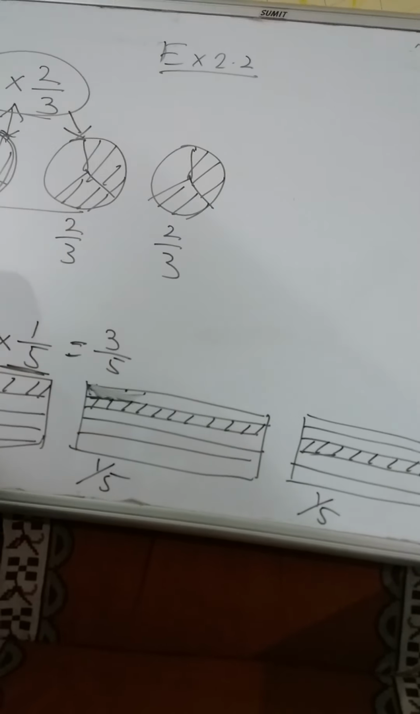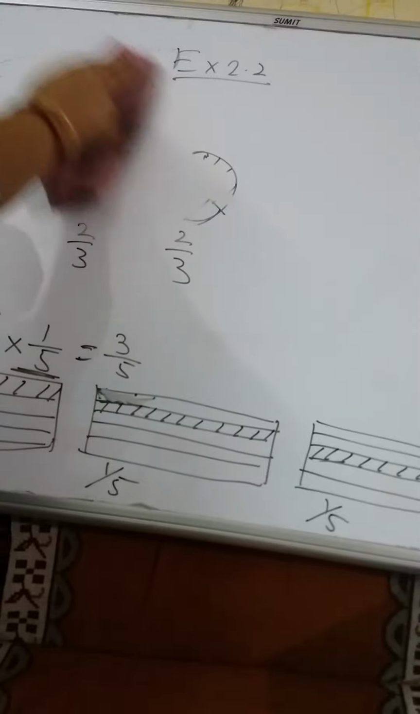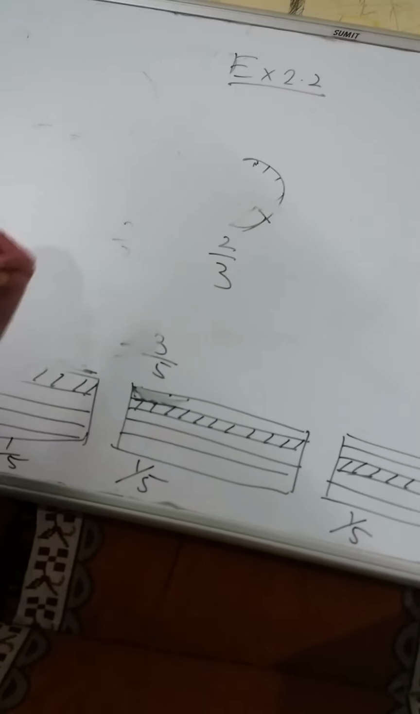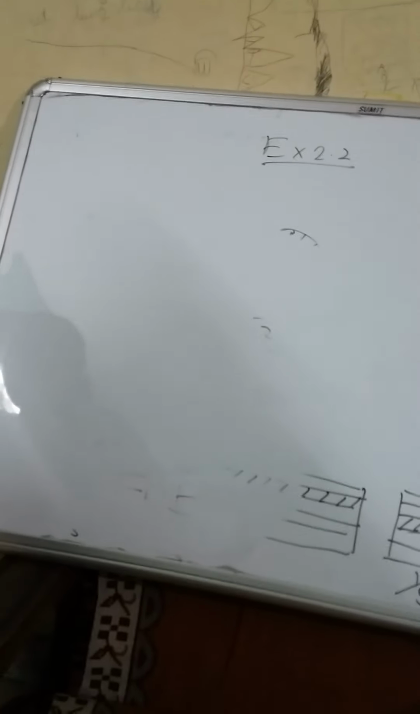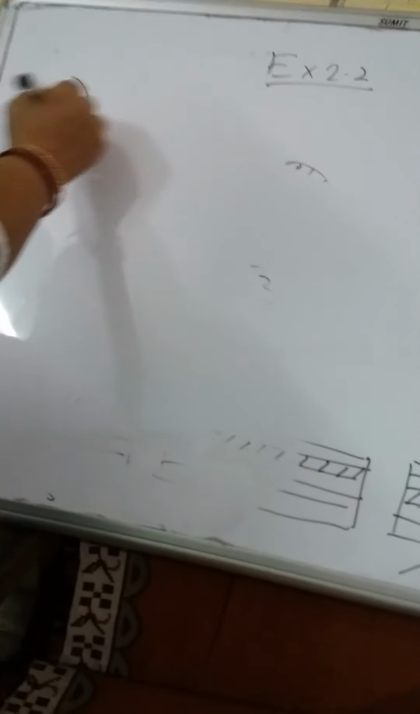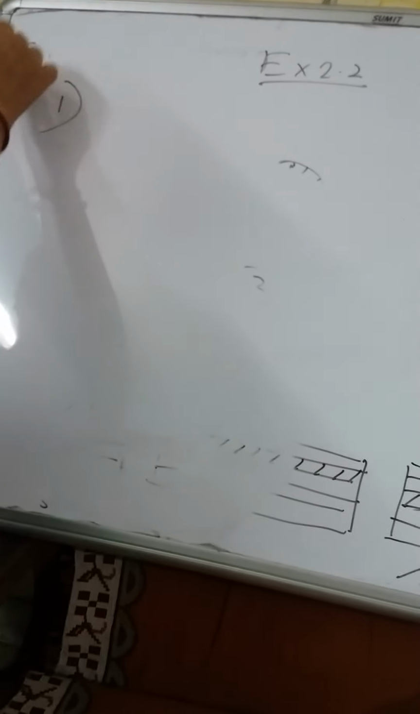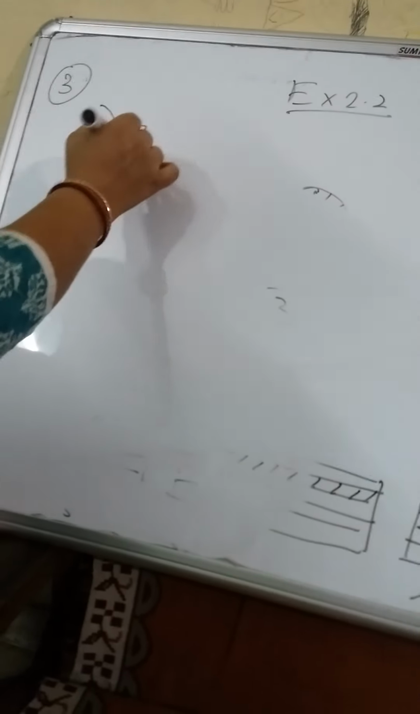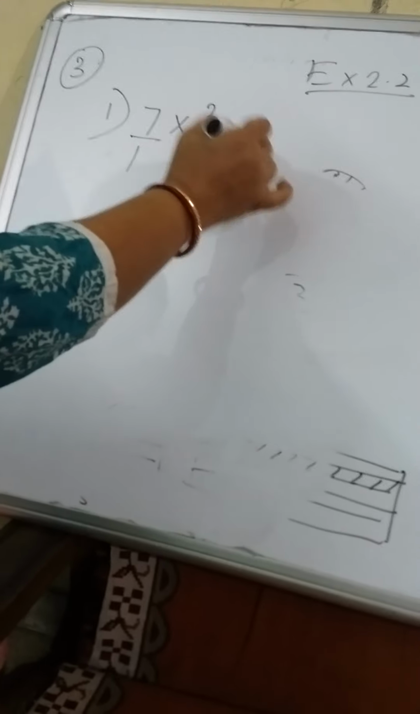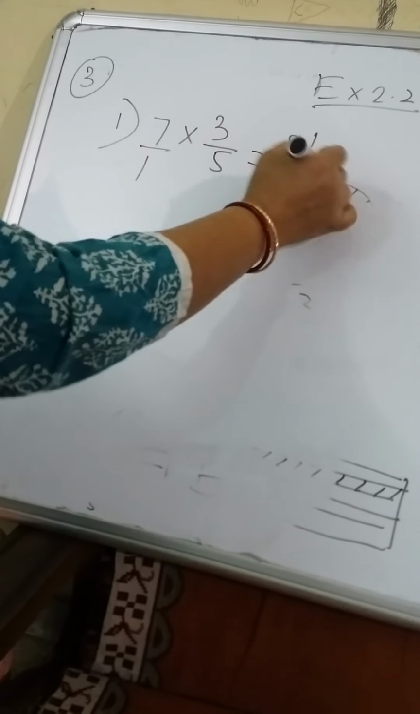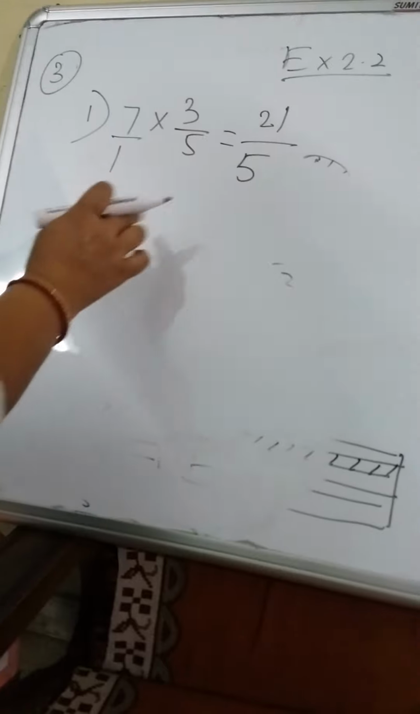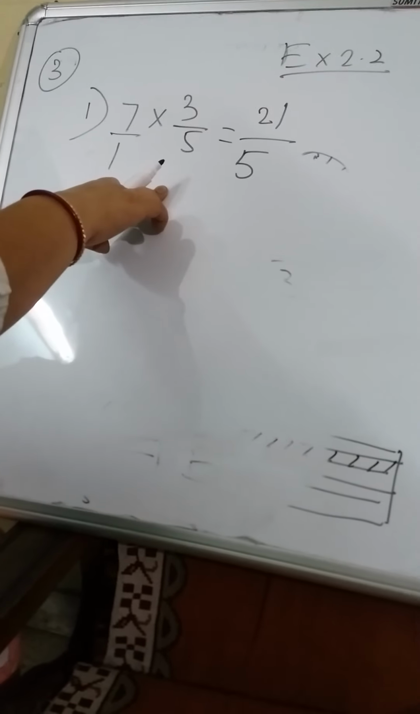Next, question number 3, that says multiply and reduce to lowest form and convert into a mixed fraction. So first you have to multiply. So this is 3 by 5. You know it is 21 and 5. This is the multiplication you have done.